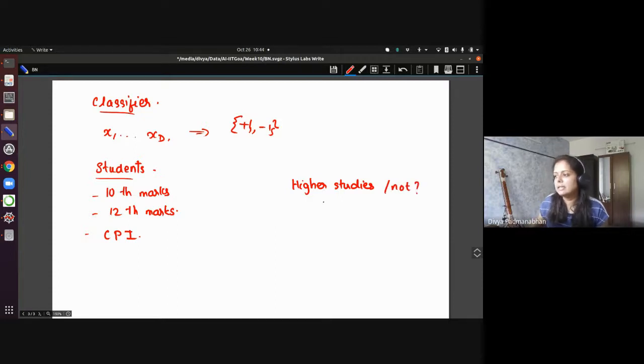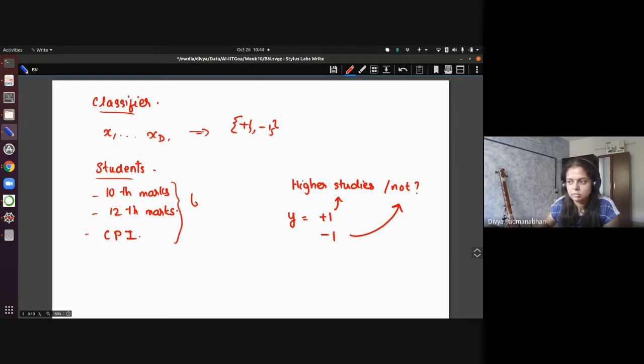Okay, so I will denote this by a variable. I will say that y is equal to +1 for higher studies, and y is -1 if the person doesn't take up higher studies. You can think of these things as what are called the features: the 10th and 12th marks and your CPI. It just gives an indication of the interest of the student. Of course, there are many other factors, but let's keep it simple at the moment.